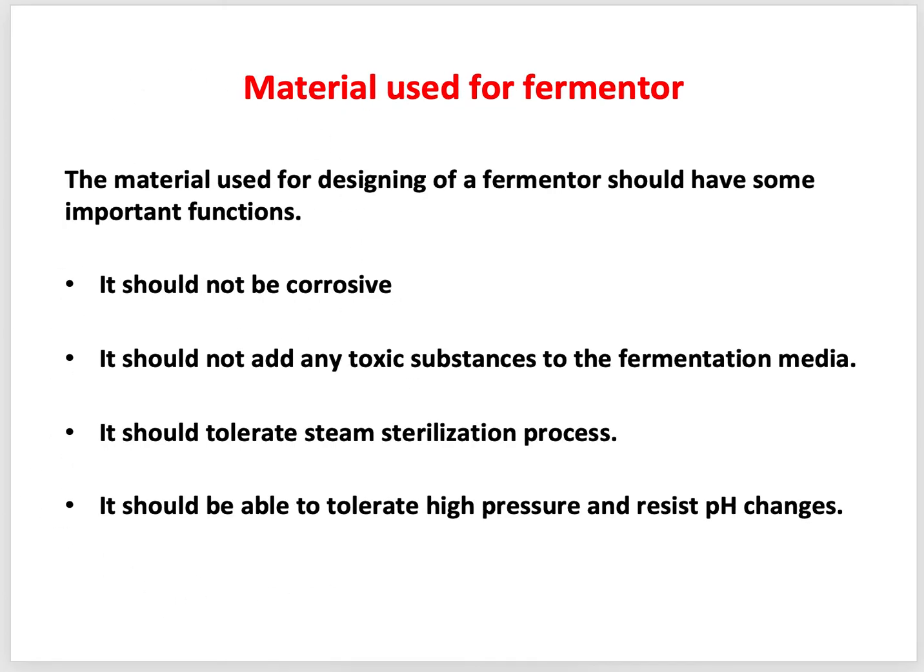First, start with the material. So which material we will use to build the fermenter. Okay, so the material used for designing a fermenter should have some important properties. Those are: it should not be corrosive. It should not add any toxic substance to the fermentation media. It should tolerate the steam sterilization process. It should be able to tolerate high pressure and resist pH changes. This third point, it should tolerate the steam sterilization process, is very important because we have to sterilize our fermenter before starting a new process.